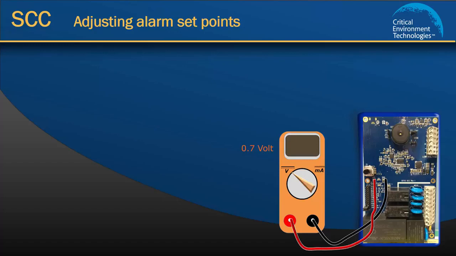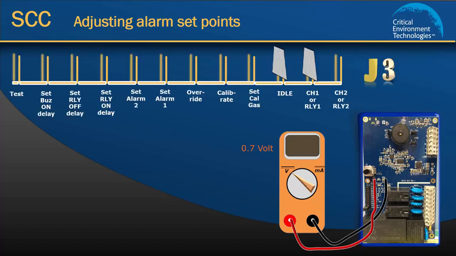With the voltmeter attached to test points TP1 and TP2, leave the jumper on channel 1 and move the idle jumper to set alarm 1. Turn the rotary encoder dial until 0.7 volts is displayed on the voltmeter.